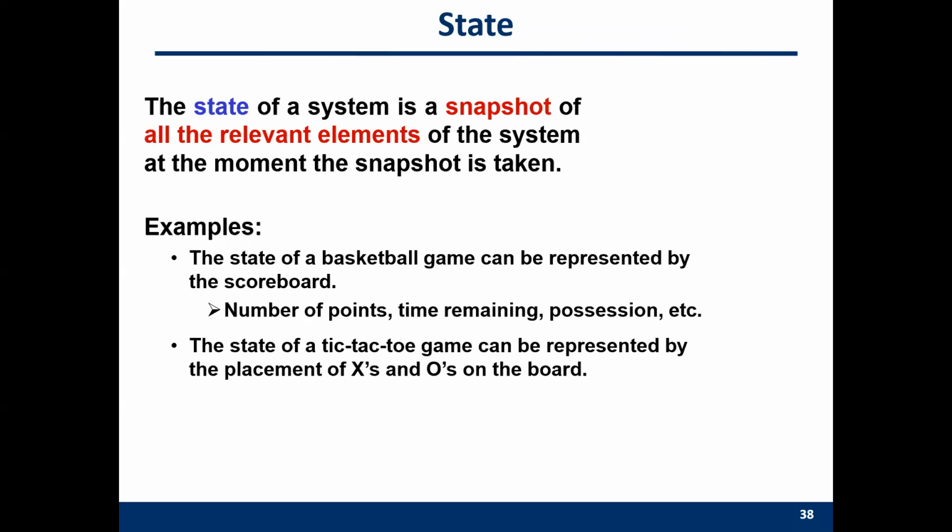The state of the system is actually a summary of all the variables of the system at that particular moment. So there are several examples here. For example, the state of a basketball game is the number of points, time remaining, and player fouls.